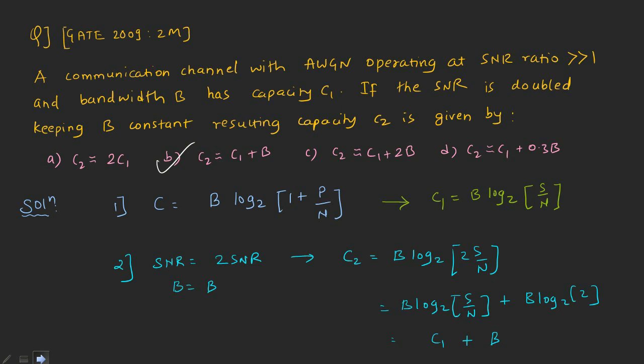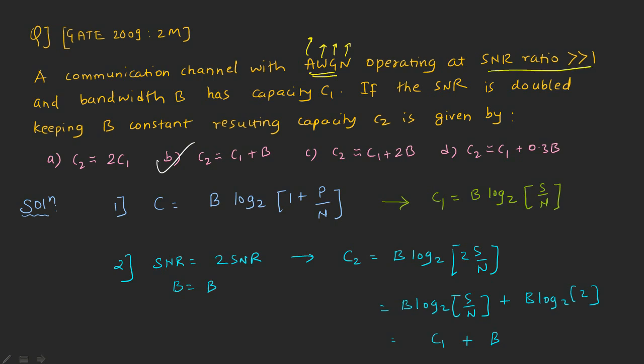That is my guarantee. So let's look at the GATE 2009 sum. Let's read the question. A communication channel with AWGN, that is additive white Gaussian noise, operating at an SNR ratio greater than 1.